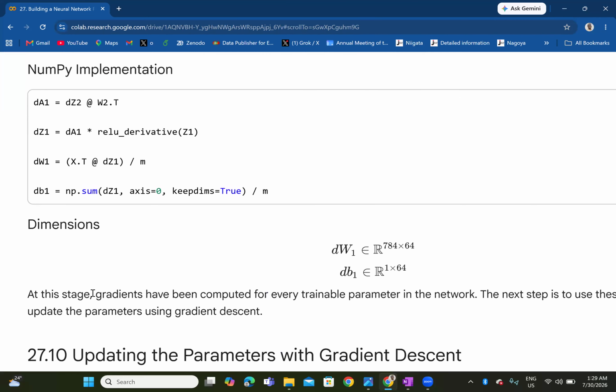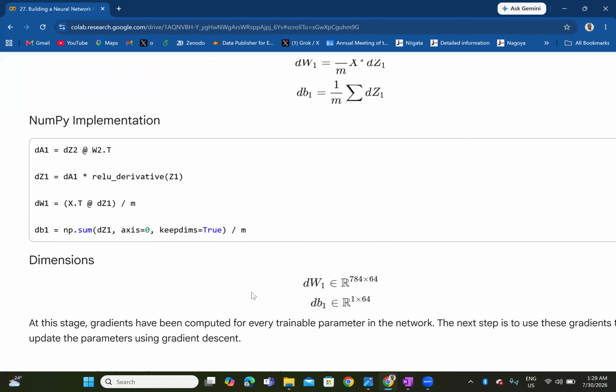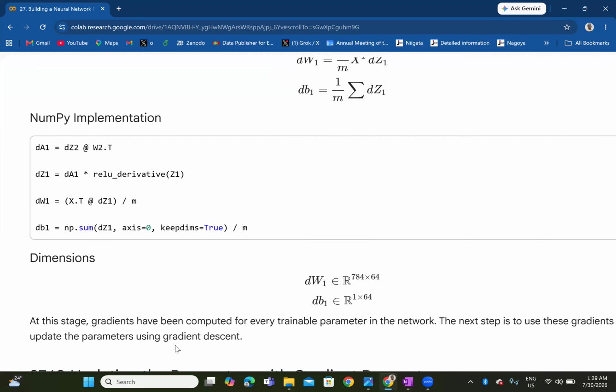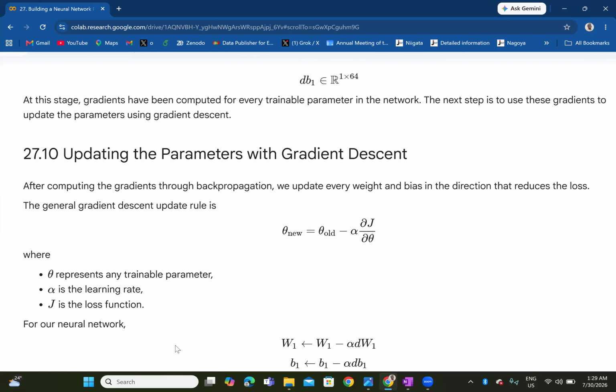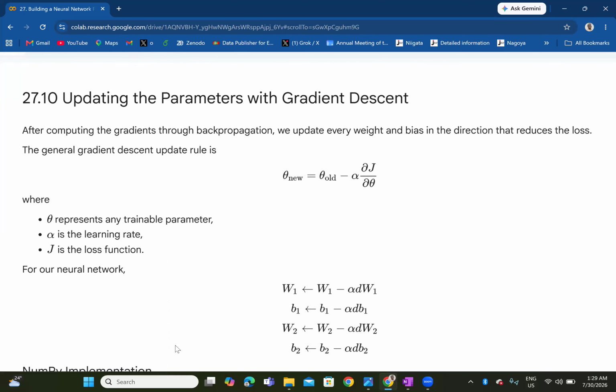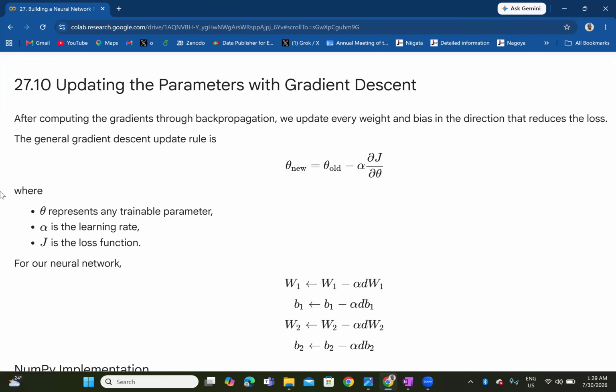In dimensions, dW1 is 784 by 64, and db1 ends up being 1 by 64. So at this stage, gradients have been computed for every trainable parameter in the network. The next step is to use these gradients to update the parameters using gradient descent. Then we have 27.10, updating the parameters with gradient descent. After computing the gradients through backpropagation, we update every weight and bias in the direction that reduces the loss. The general gradient descent update rule is theta new equals theta old minus alpha dJ d theta.